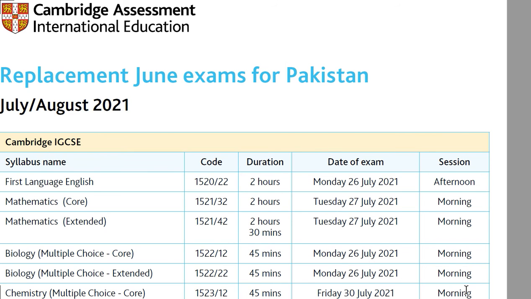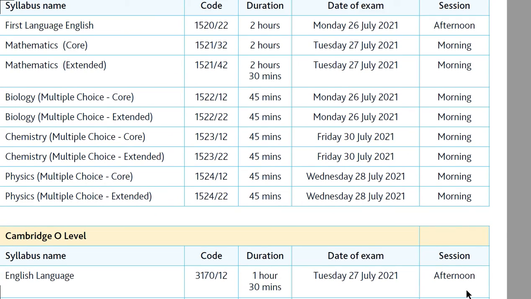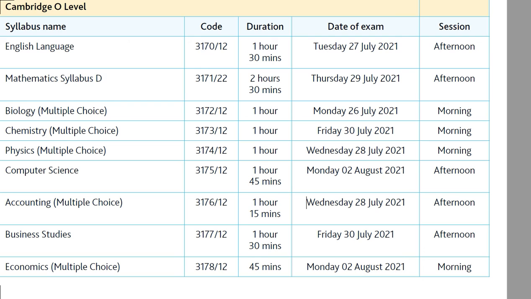If you just look at the timetable, the first is for the Cambridge IGCSE. Our concern is the O level. The exam starts on Monday with biology, 1 hour, in the morning. The next day they will have English language on the 27th in the afternoon, and then on the 28th physics again in the morning. So it is a combination of morning and afternoon, but no gap. Just keep this in your mind and start studying hard, because there is only one component that your grade is depending on.